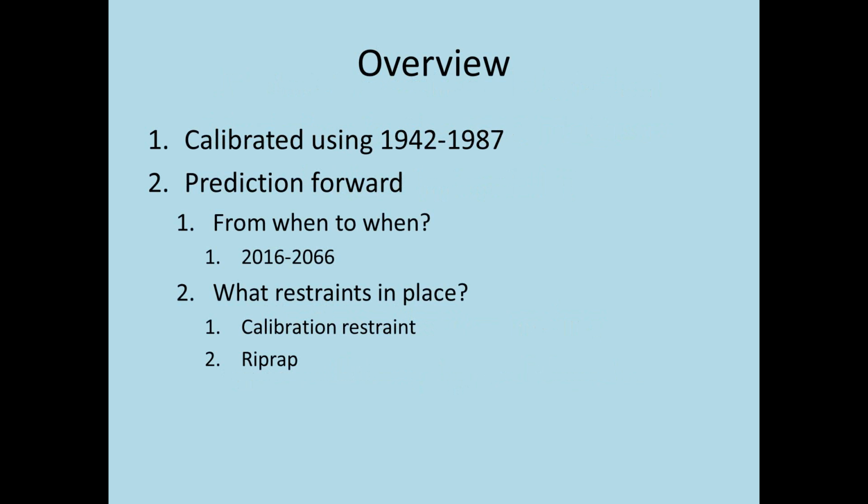In the previous tutorial, we calibrated from the year 1942 to 1987. And we stopped in 87 because on the bend in the Sacramento River that we're using, we found that riprap was installed at that time. So it was an appropriate time to have a calibration from one time and stop it when the riprap was installed.